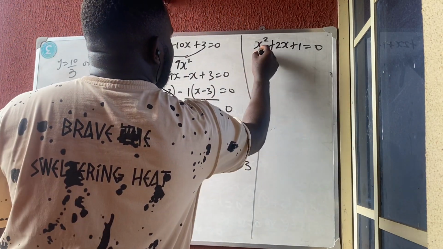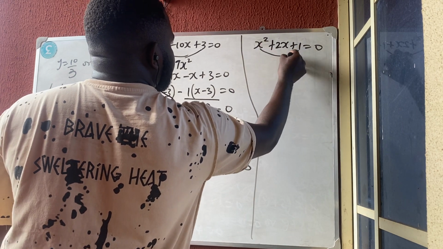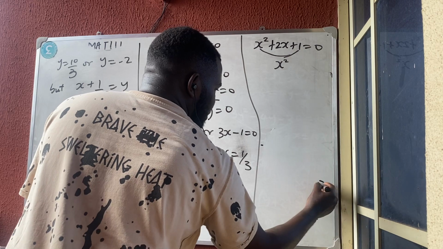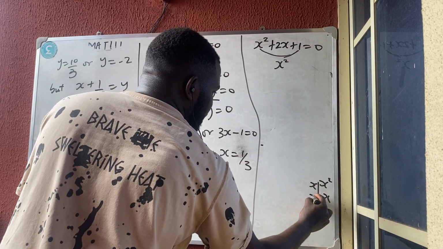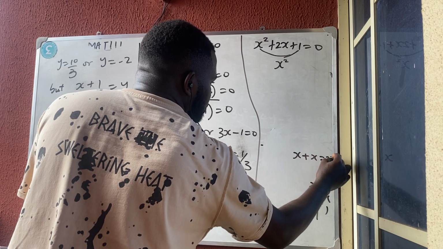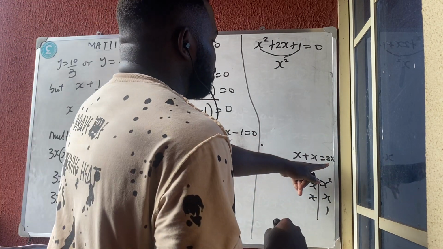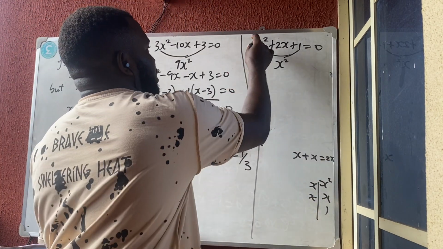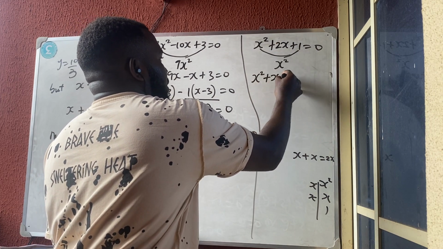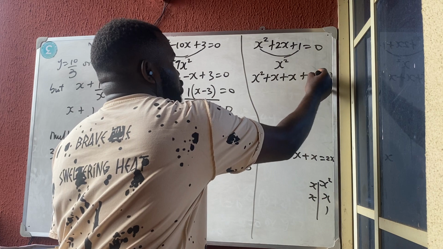The same method again. This time this, which is x squared. So let's find the x squared: x divide x, x divide 1. So the only two group is x plus x, which is 2x. So anywhere I see 2x, I'll just put x plus x. So bring down x squared. Instead of writing 2x, I'll write plus x. Bring down plus 1 is equal to 0.